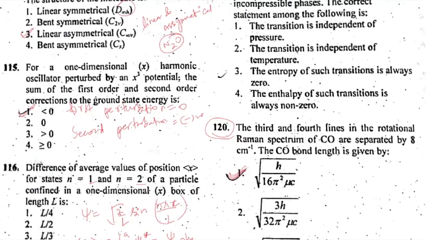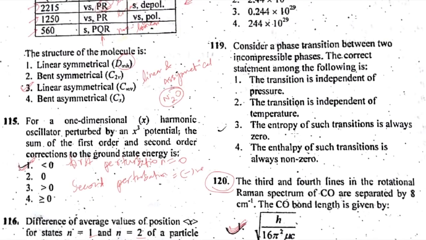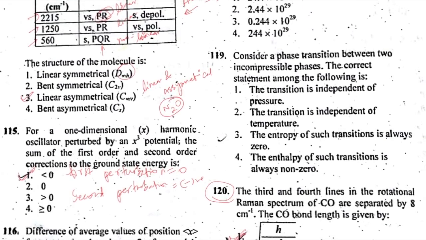Okay, so talking about this one, the phase transition between incompressible phases. I'm not sure about this particular question. I'm not at all sure about it. I have just marked it because I thought I have read somewhere that the entropy of such a transition is 0, but I'm not sure. If you know the answer to this question, you can share it with me in the comment section. I don't have any idea about it. I have to read some book regarding this.